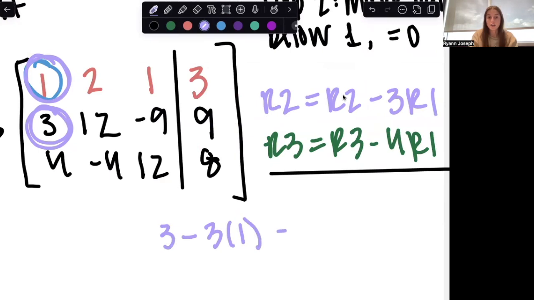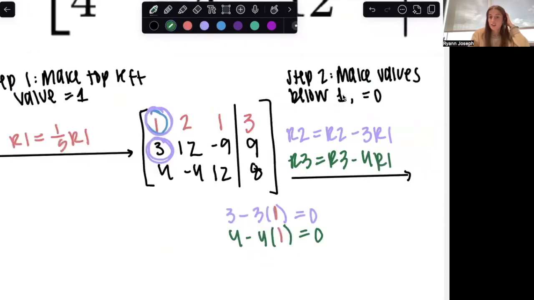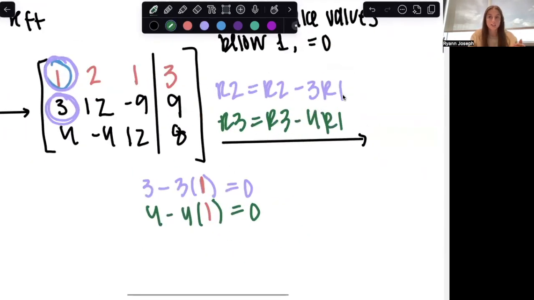3 times that 1 gives me 0. So I'm going to use this 1, and then same thing for the 4. 4 times this 1 also will give me the 0 that I want. So I figure out what operation I need to do to make those specific values into zeros, and then I'll have to do the entire thing to the entire row.